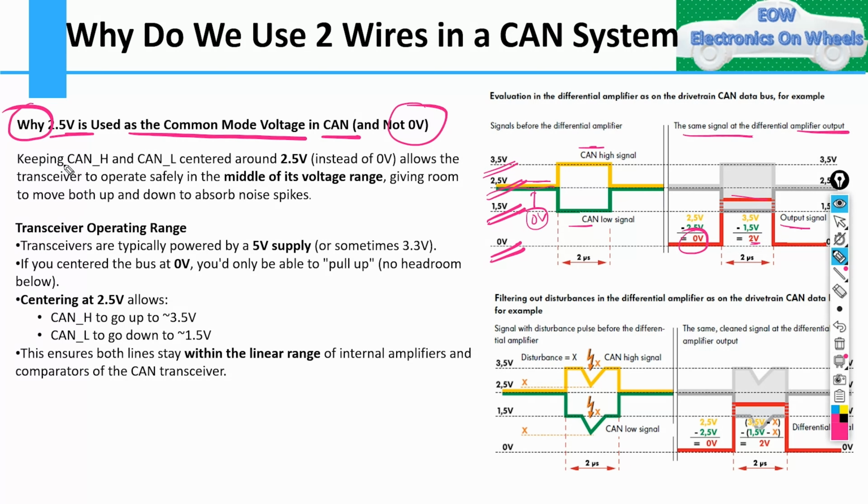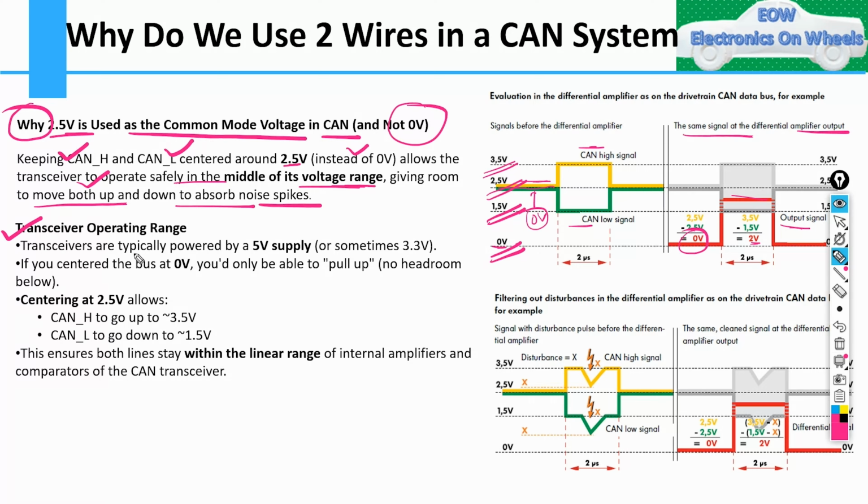Keeping CAN high and CAN low centered around 2.5 volt instead of 0 volt allows the transceiver to operate safely in the middle of its voltage range, giving room to move both up and down to absorb a noise spike. We will see here: if X is the noise spike, how will it differ? Suppose you had taken 0 volt and you had some noise spike, then there is no headroom to handle it. So let's look at the transceiver operating range.